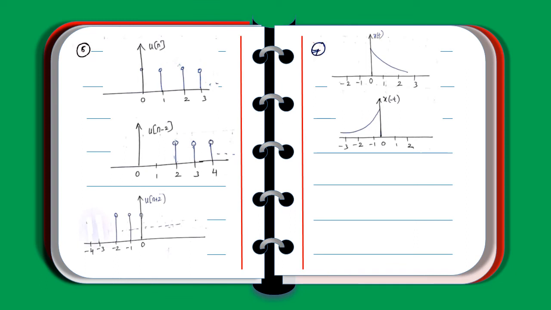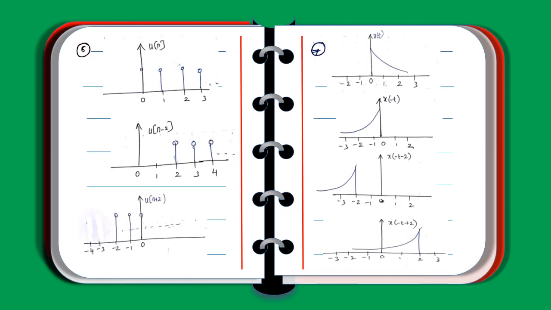If we want to do time shifting of this reflected signal, that means if we want to plot x of minus t minus 2 and x of minus t plus 2, this operation will be slightly different from what we have understood so far. First of all, let us see the graphs for x of minus t minus 2 and x of minus t plus 2. These graphs are not according to the understanding we developed so far.